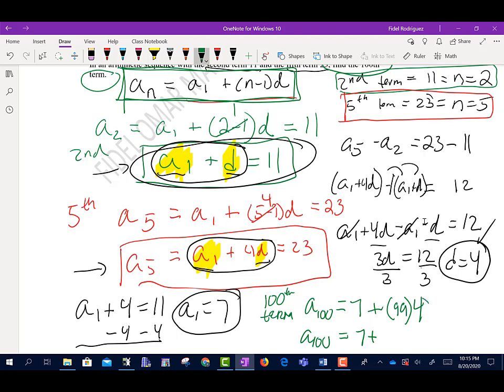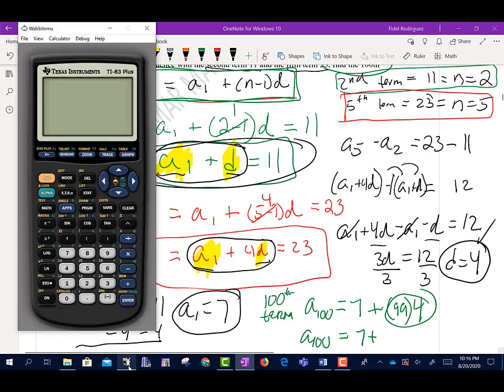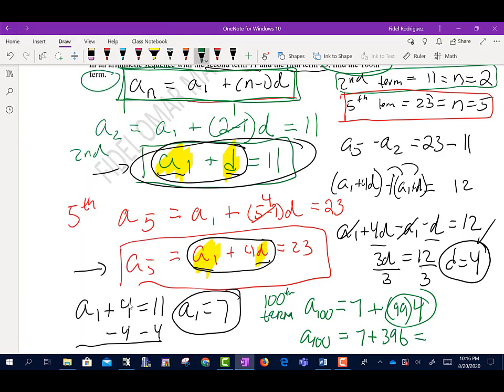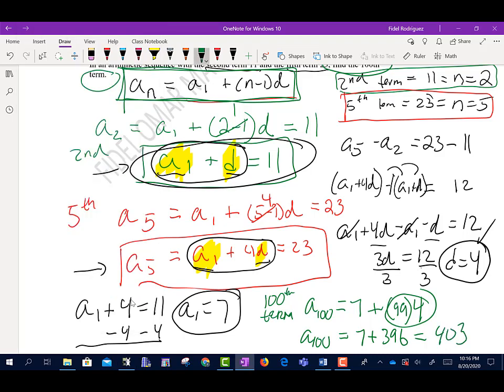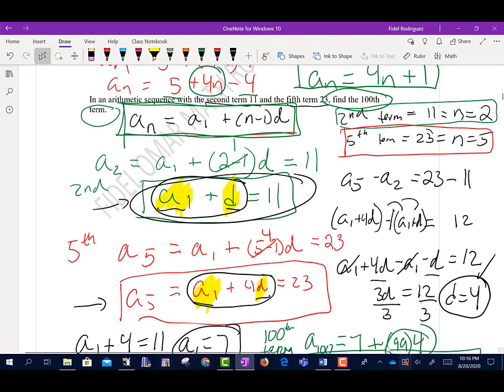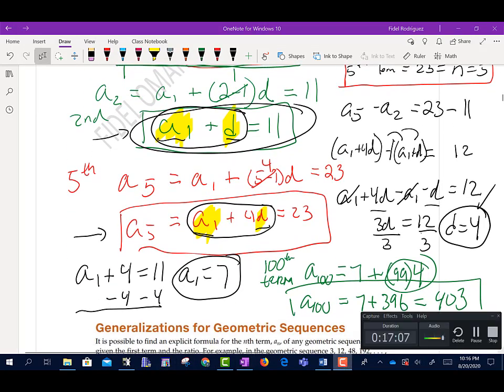Okay, so let's multiply 99 times 4. Let me get my calculator. It's right here. Turn it back on. There we go. 99 times 4 is 396. And if we just add 7 to that, plus 7, what are we coming up with? 403. There we go. And so we found our 100th term.